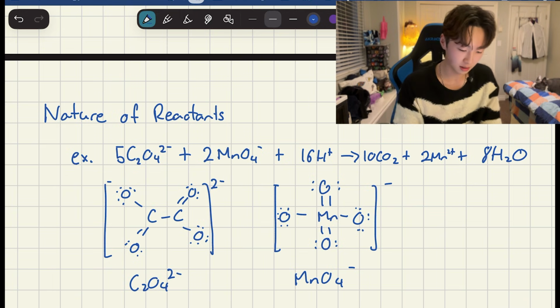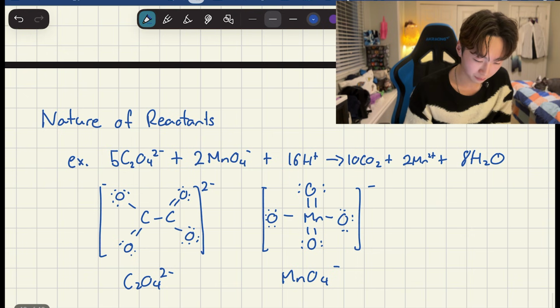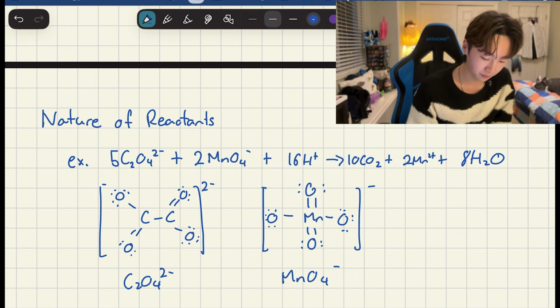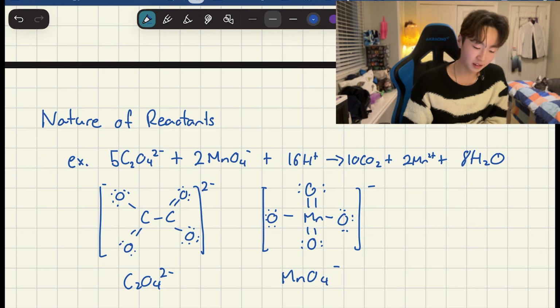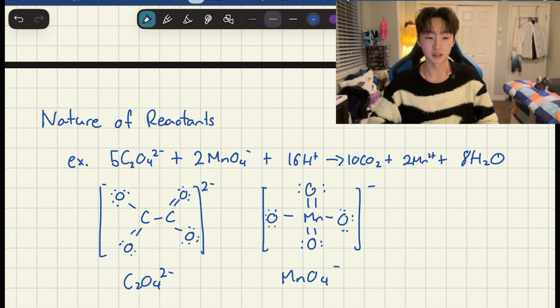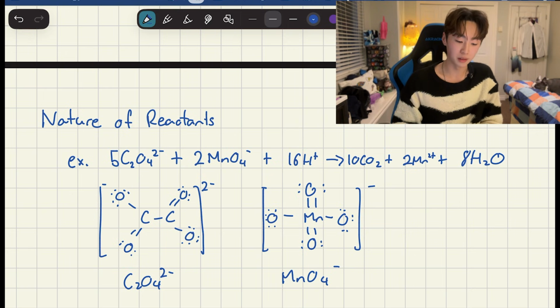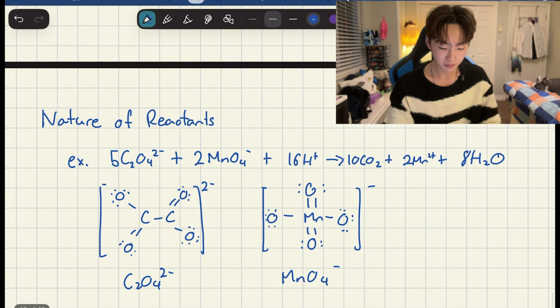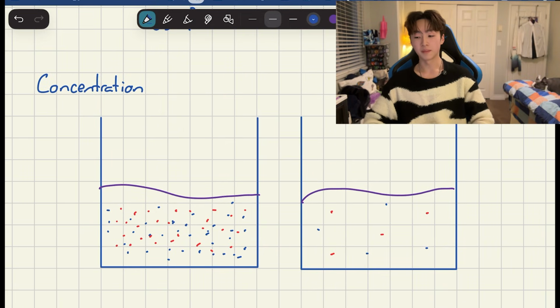So let's consider this example reaction here. I drew out two of the reactants for you, C2O4 2- and MnO4-. As you can see, there are many bonds that need to be broken. Compared to a simple reaction where only 2 or 3 bonds need to be broken, this is going to happen relatively slower because of all the bonds that need to be broken in order to form products.